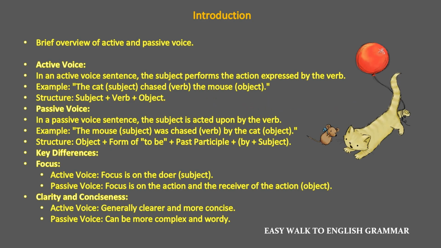Here is a brief overview of active and passive voice. Active voice. In an active voice sentence, the subject performs the action expressed by the verb. Example: the cat (subject) chased (verb) the mouse (object). Structure: subject plus verb plus object.